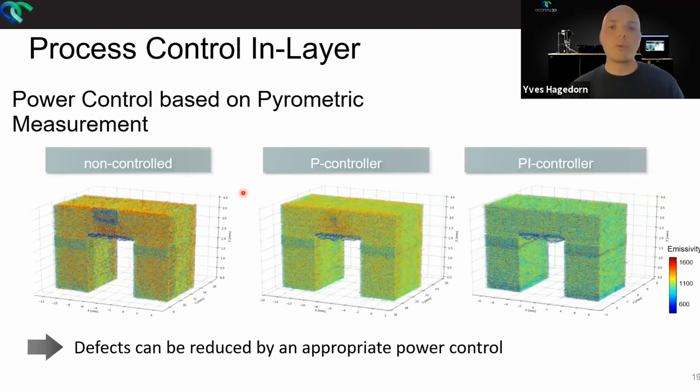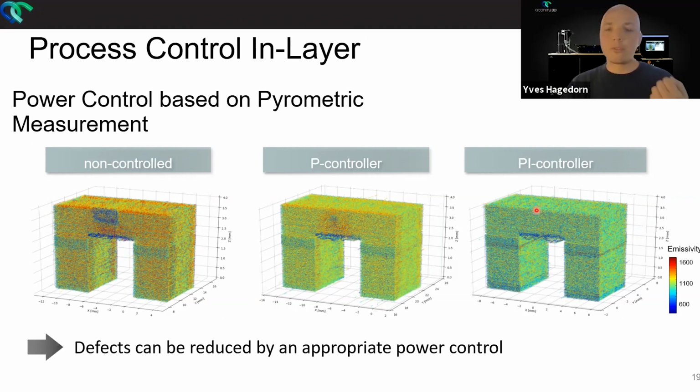And that's a picture we have actually taken from our process with our sensors. So that's a bridge. Everybody knows overhangs for this laser process are difficult to process. And you see there's, from the pyrometry data, you see there are some defects here, non-controlled. So what we have implemented now is a P controller. You see a lot more homogeneous is the sensor data. And if you apply a PI controller, it's even better.